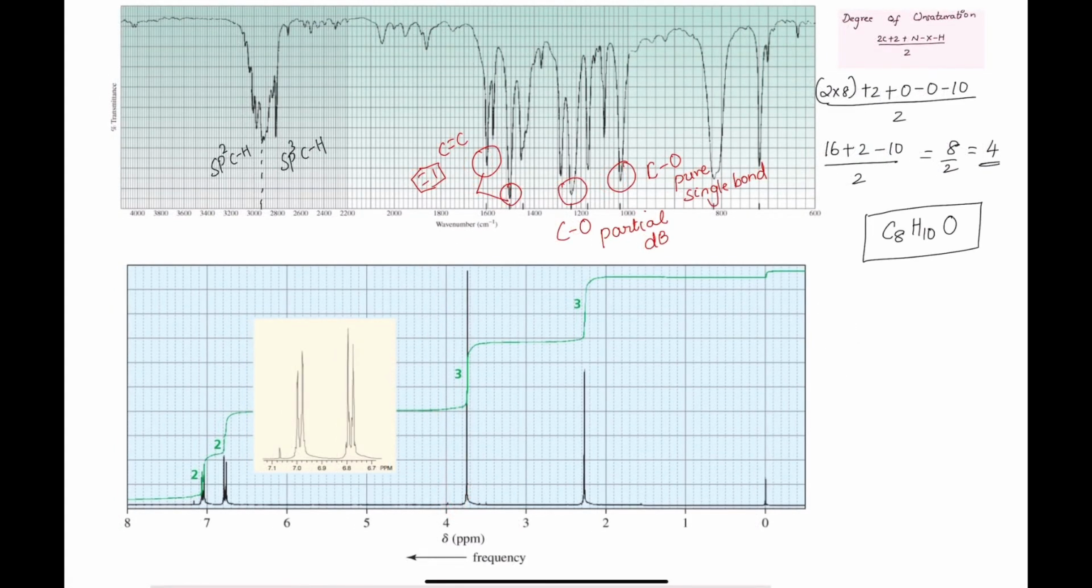Now the final thing that we have to do is put together all of the information that we have gathered from the IR spectrum and NMR spectrum. We already know that there is a para-disubstituted benzene ring, which is going to look like this. And here is our OCH3 peak, and here is our CH3 peak. So we have those 2 groups.